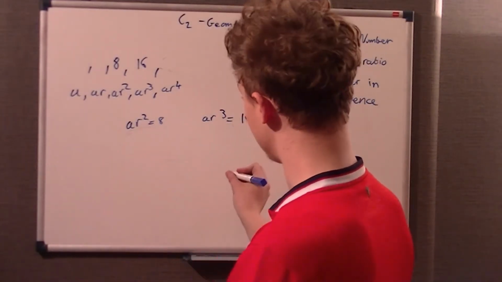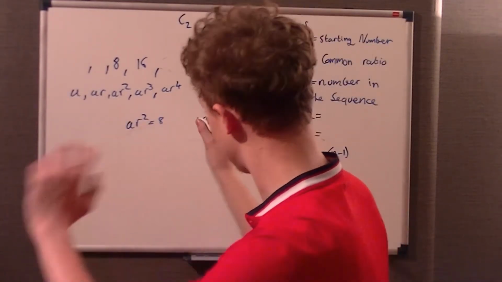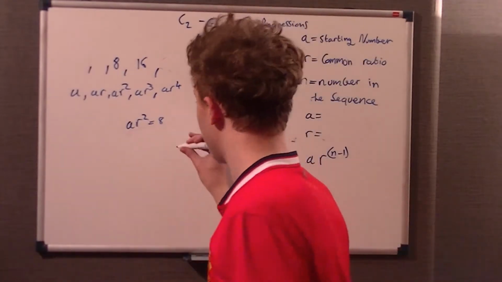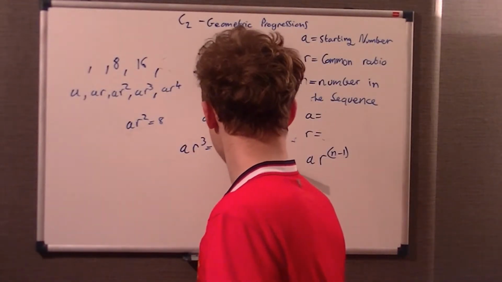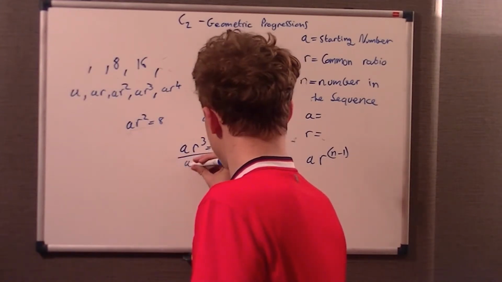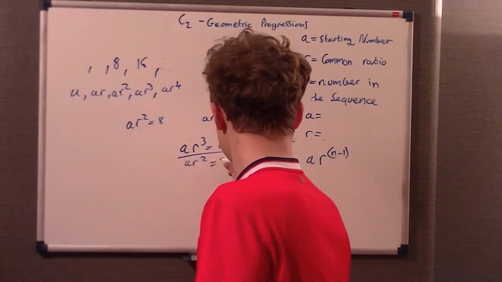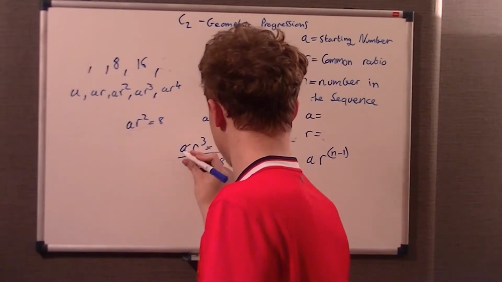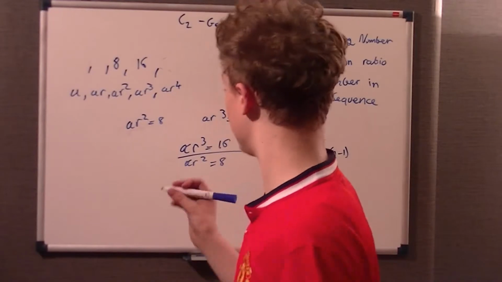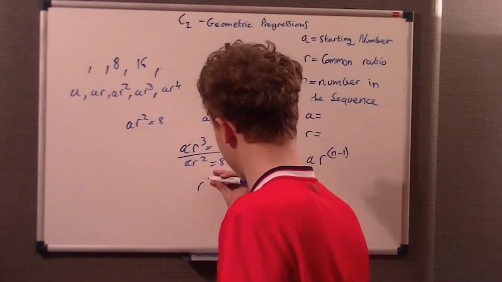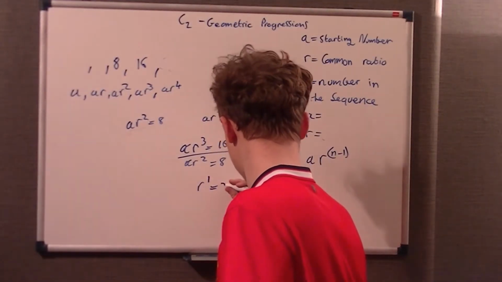So we know ar cubed equals 16 and ar squared equals 8. So we can divide these. ar cubed equals 16 over ar squared equals 8. When we divide, the a's cancel out, so we're left with r cubed over r squared. We take the powers away when dividing, so r to the 1 equals 2.